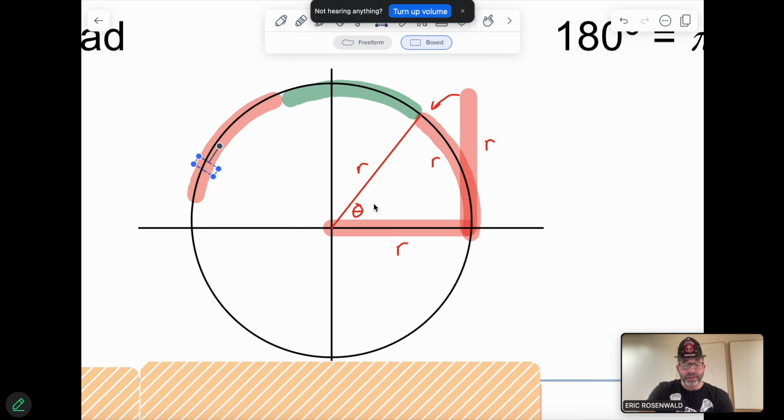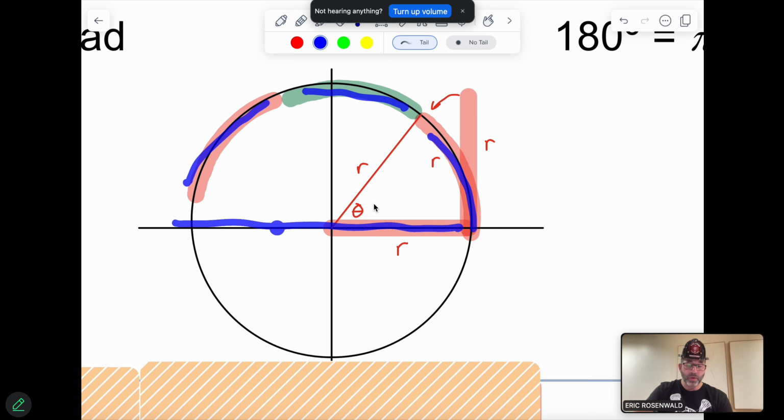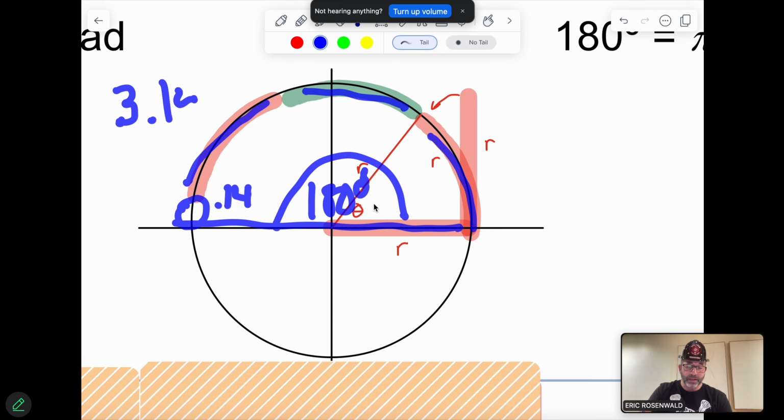So from what we can see at this moment, there are 1, 2, 3 of these when we look at this 180 degrees. So my question for you is, how many of these could have fit in 180 degrees? How much do we think is left right here? Well, we know there's 3. I'll let you think about it for a second. Believe it or not, there are 0.14 that go right there.